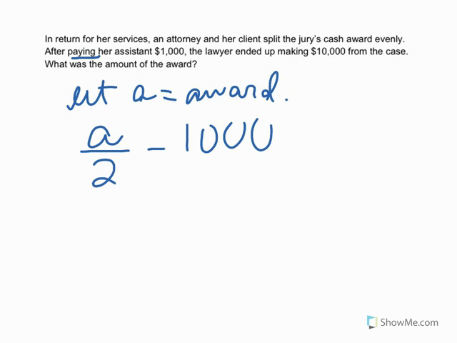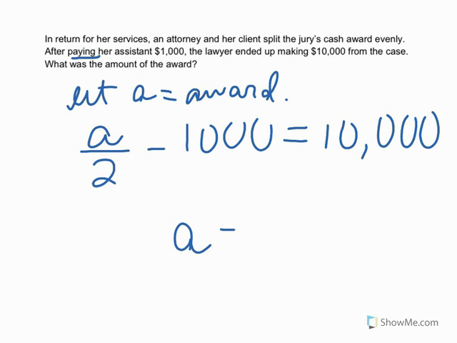The lawyer ended up making, and ended up is one of those keywords for equal. The lawyer ended up making $10,000. So this is our equation here. And we're just looking for the amount of the award. So you can go ahead and solve this equation for A if you like. I'll let you do that on your own.